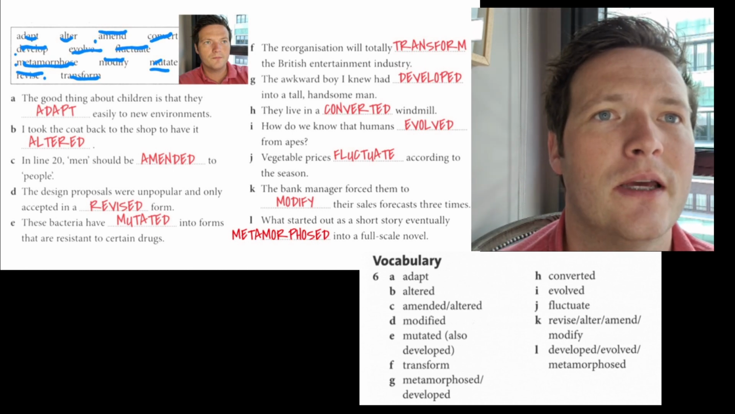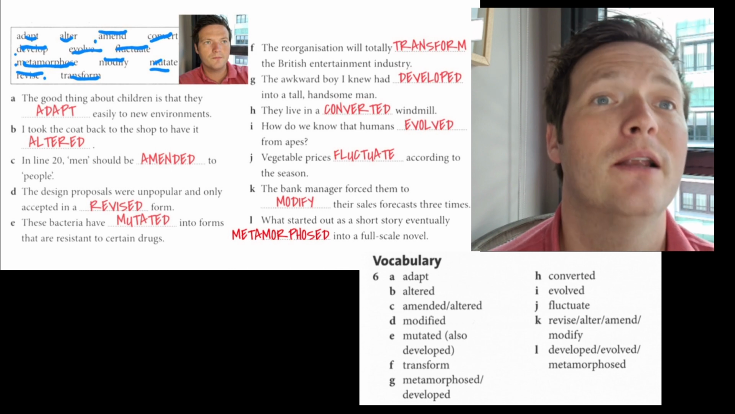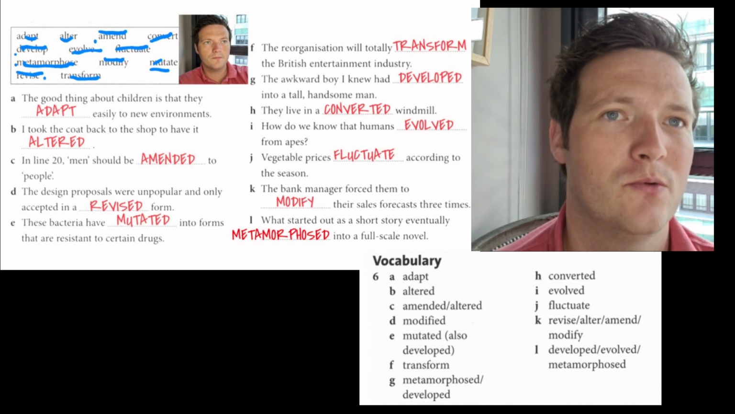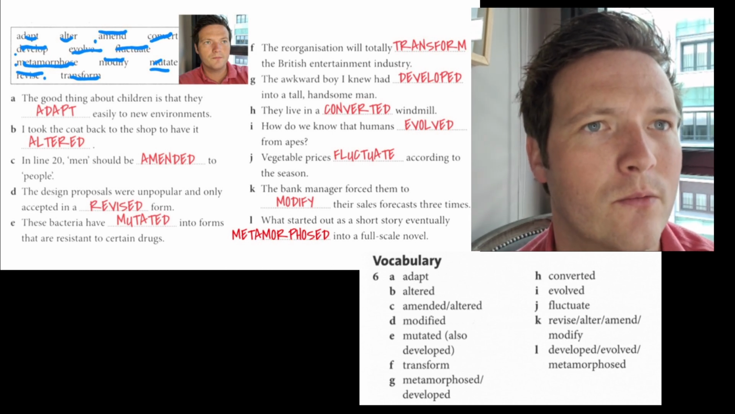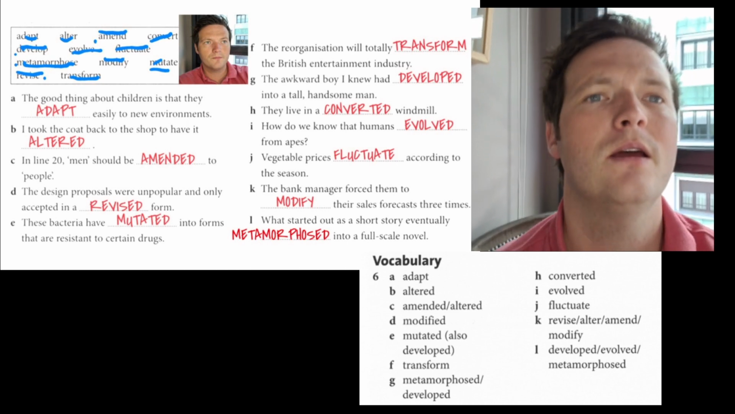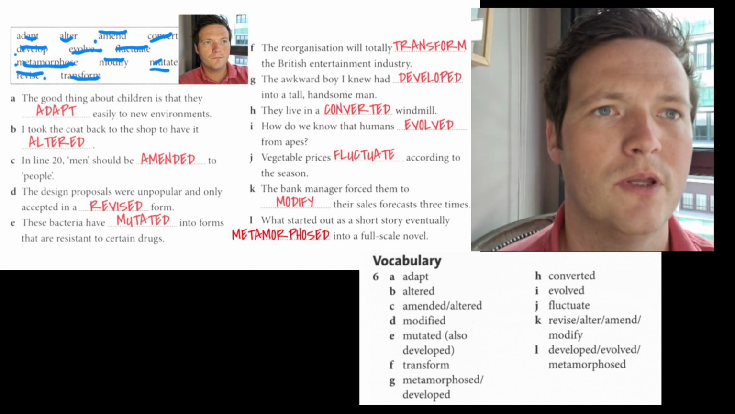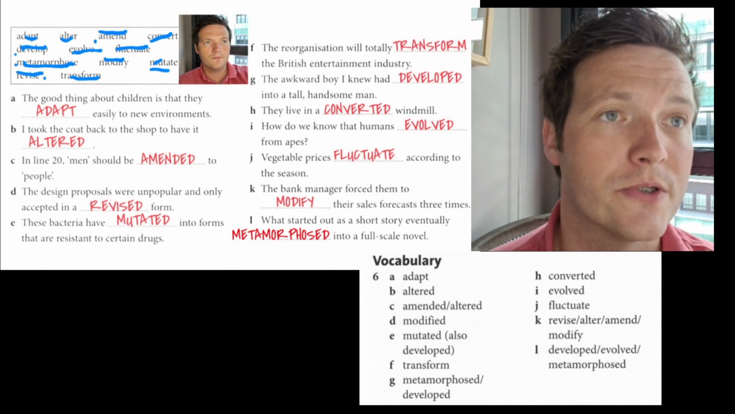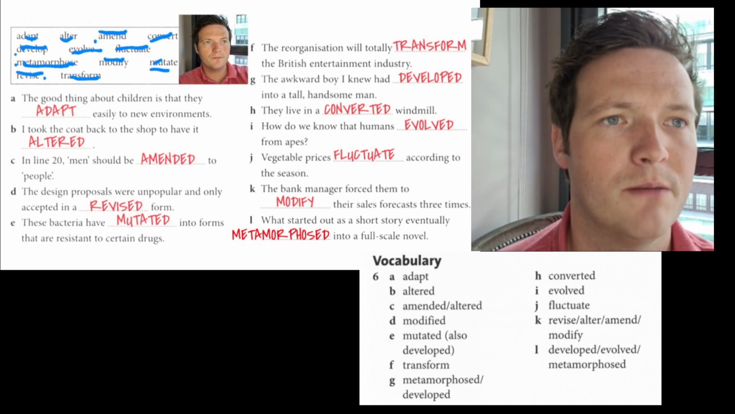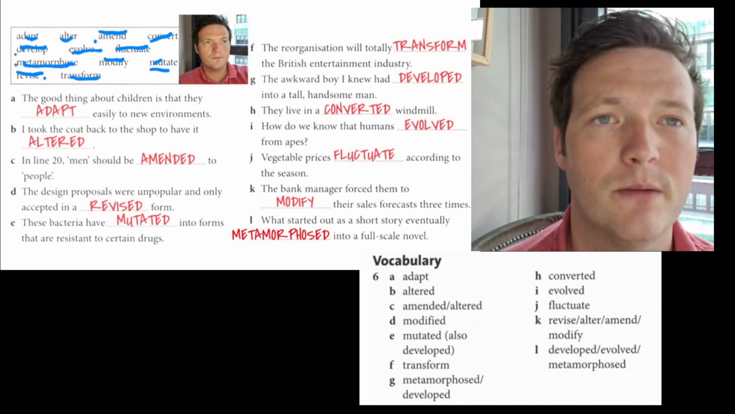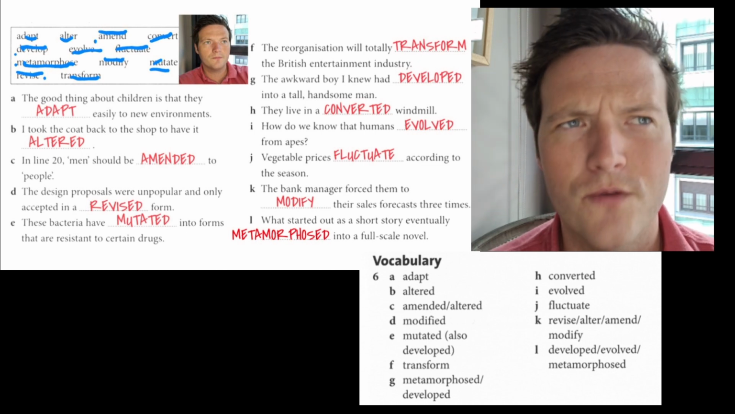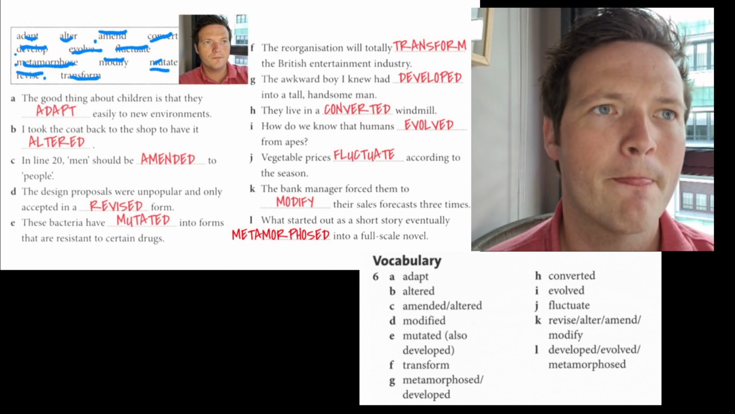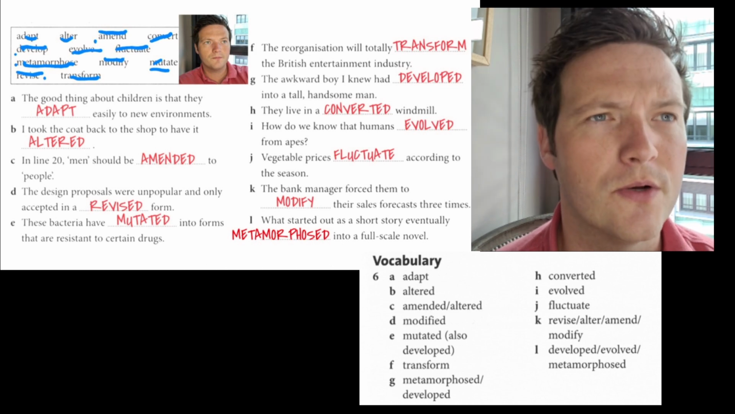Notice that it doesn't say that the boy evolved into a tall, handsome man. No, because that wouldn't quite sound correct, would it? Because obviously, with a story turning into a full-scale novel, we're being figurative when we say metamorphosed or evolved or developed. It doesn't really matter what we're using. But if we're talking about a human, saying it evolved doesn't quite sound right, because that would mean something else if a human evolved in some way.